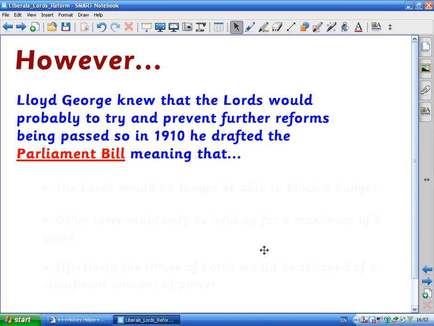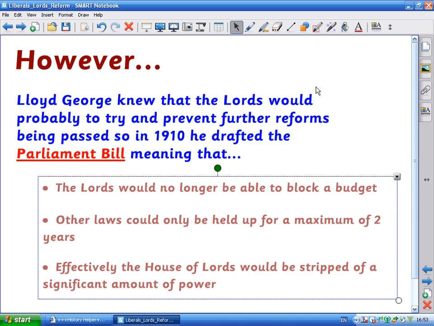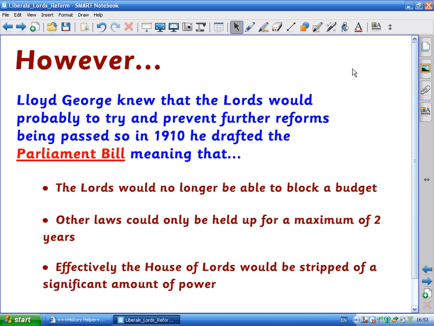Now this meant that the Lords would no longer be able to block a budget. In other words, anything to do with money, the Lords couldn't stop the government from spending the money. Other laws could only be held up for a maximum of 2 years, and effectively the House of Lords would be stripped of a significant amount of power.